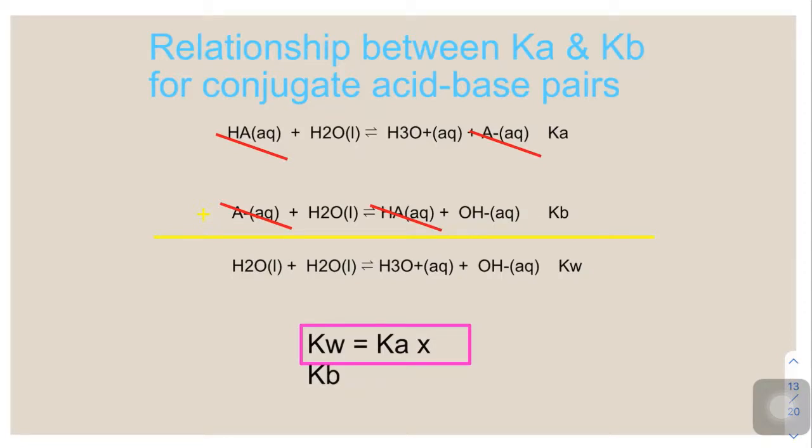So the Kw, which is the K for the overall equation, is equal to the product of the multiplication of Ka and Kb, the K for the first step multiplied by the K of the second step. Okay, so to recap, Kw is equal to Ka multiplied by Kb. And we can use this relationship only if we have a conjugate acid base pair, meaning that they have to be a conjugate pair.